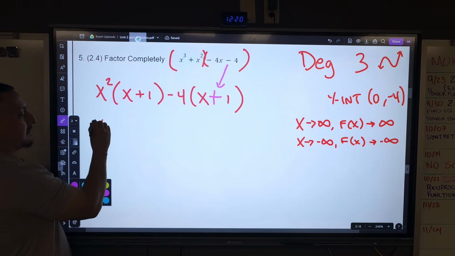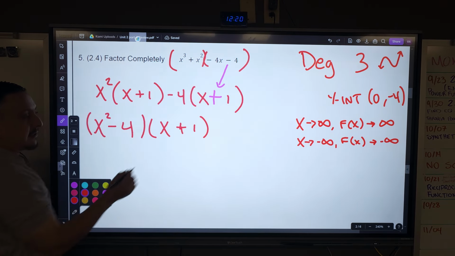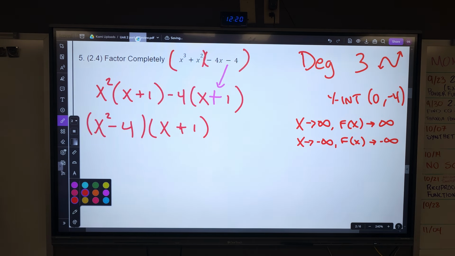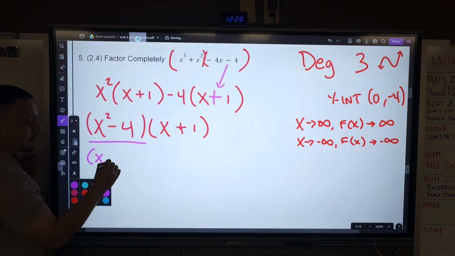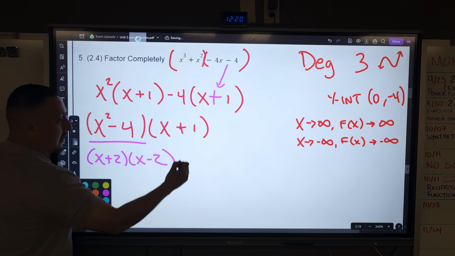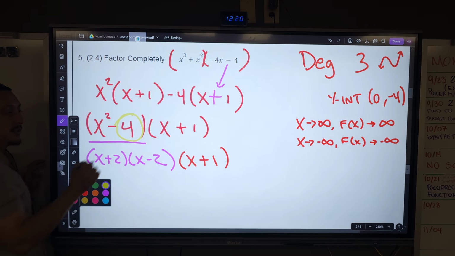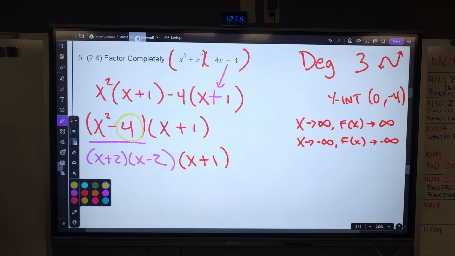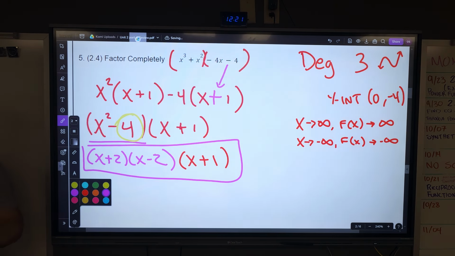Y'all did fabulous on factor by grouping. The only issue on the quiz was a lot of you stopped here, or you went too far when you couldn't go further. But on this one, you can go further right here. That's difference of perfect squares, so it breaks like that. If that would have been a 2, could you break it down further? No, because 2 is not a perfect square. So this is the answer to this question, factor by grouping.